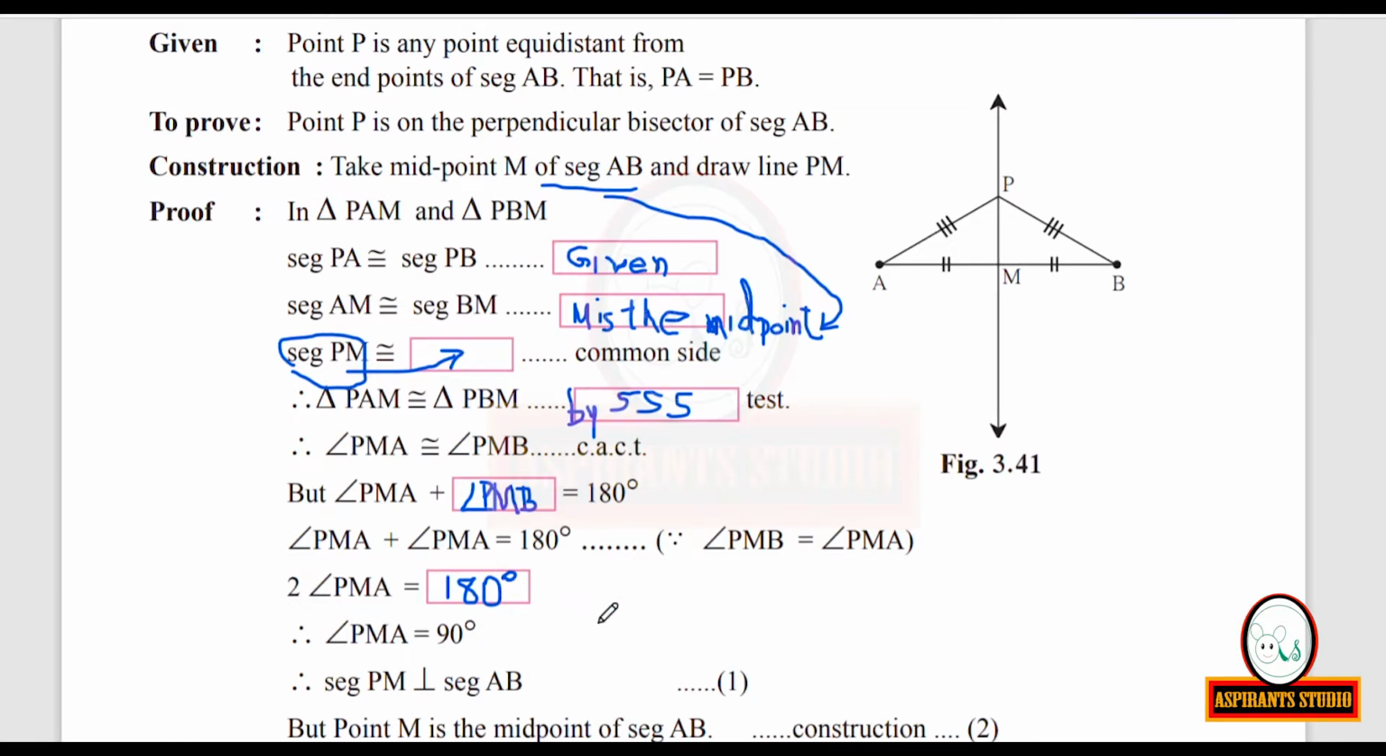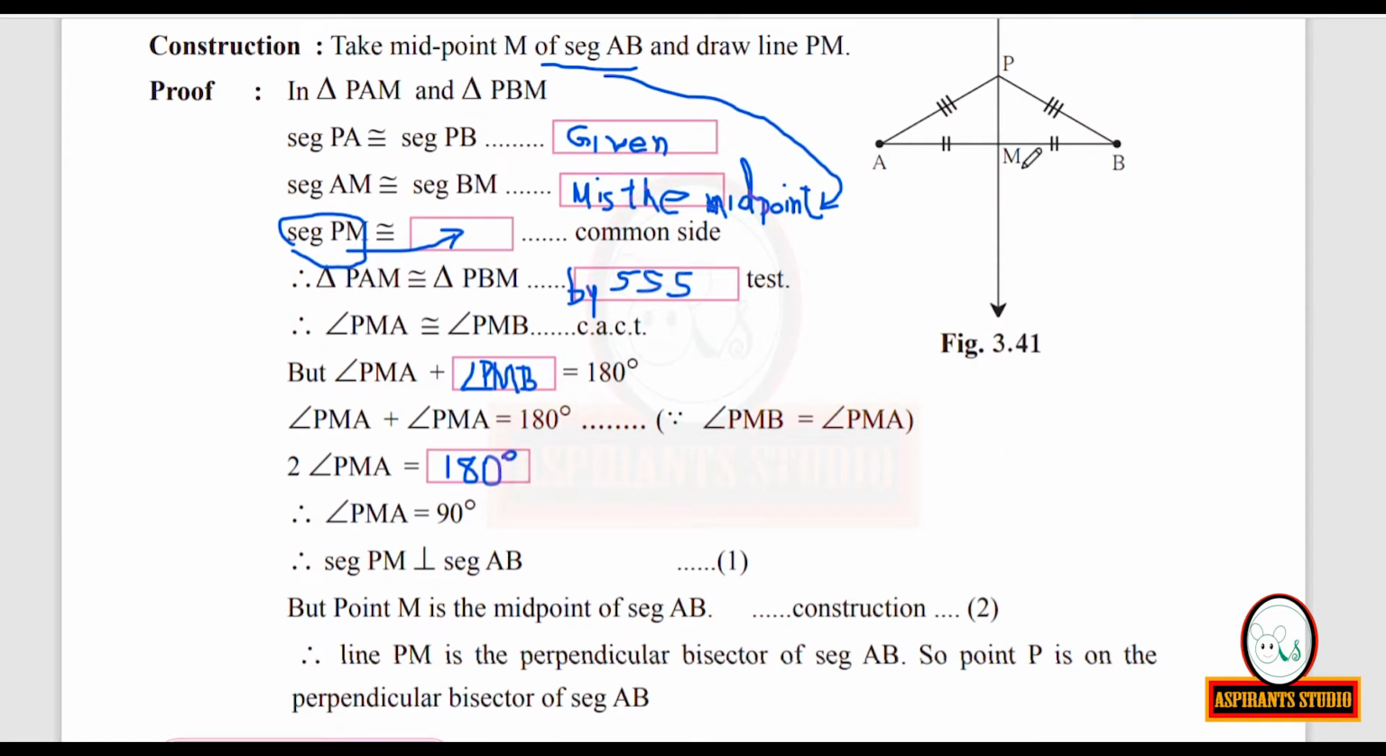Bring 2 to the other side of the equal to sign. So the number in the right hand side will be 180 degrees upon 2, that is otherwise 90 degrees. Therefore, measure of angle PMA is equal to 90 degrees. Look at the figure. Measure of angle PMA is 90 degrees. So segment PM will be perpendicular to segment AB.